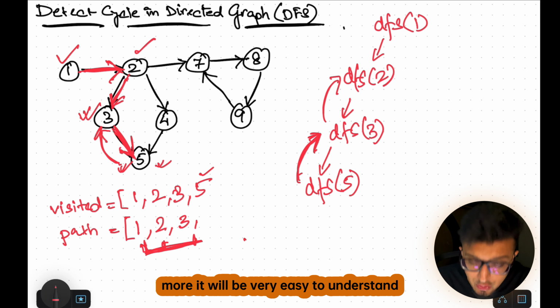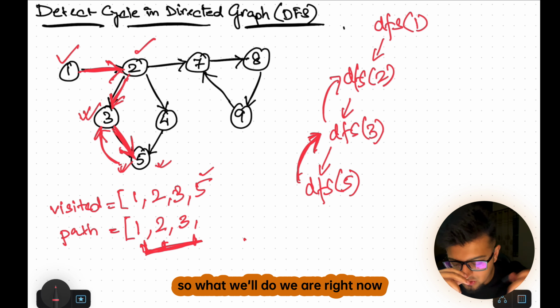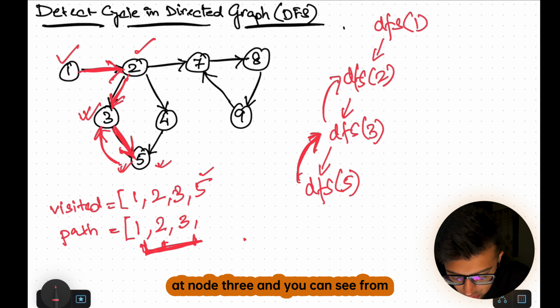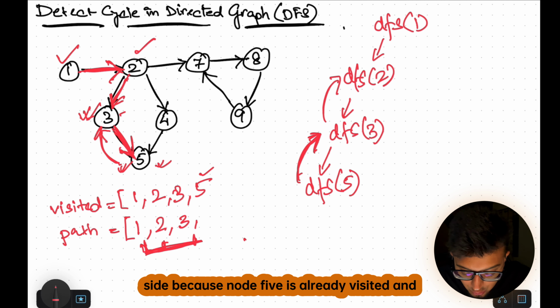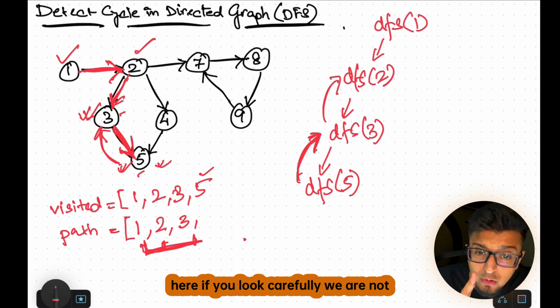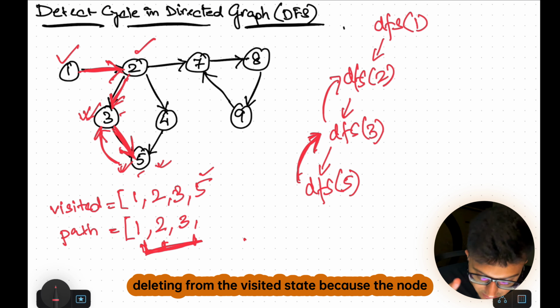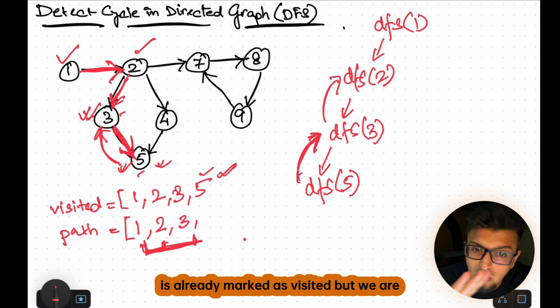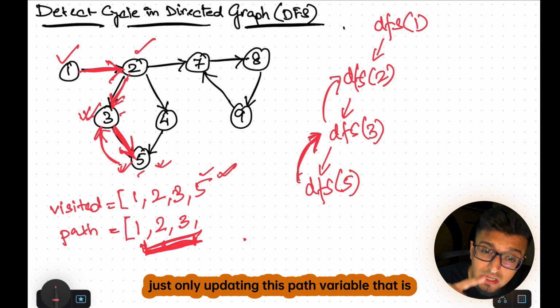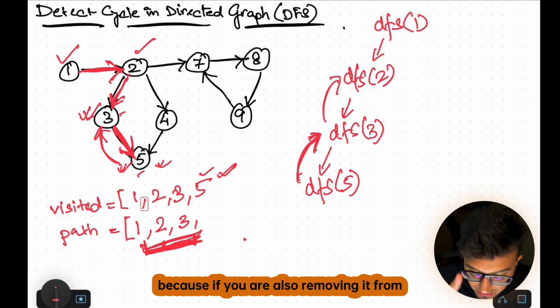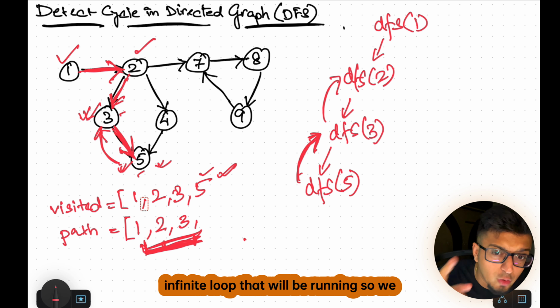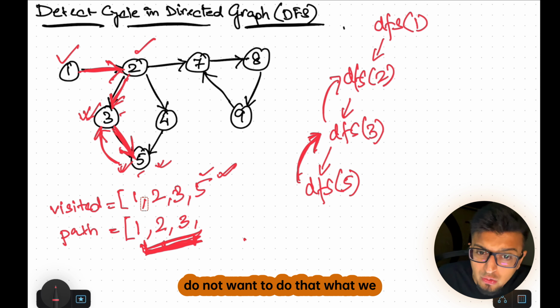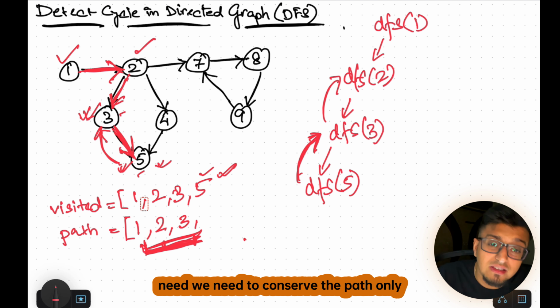So that is the basic concept of how we will be implementing this algorithm. Let's do it for a few more; it will be very easy to understand. We are right now at node 3, and from node 3 we cannot travel any further, because node 5 is already visited. If you look carefully, we are not deleting from the visited state, because the node is already marked as visited, but we are only updating the path variable. That is the only operation you have to do, because if you also remove it from the visited state, then an infinite loop will run. We do not want that. We need to conserve the path only.